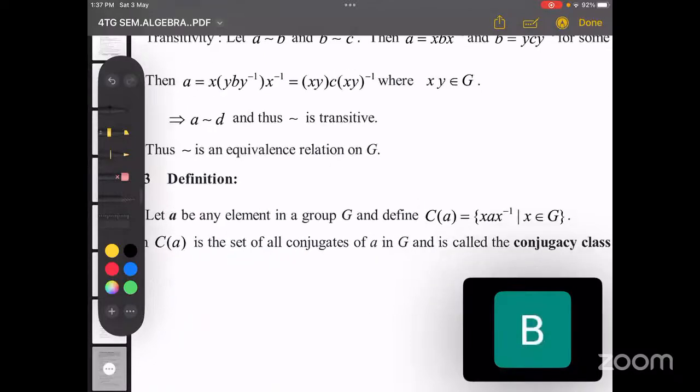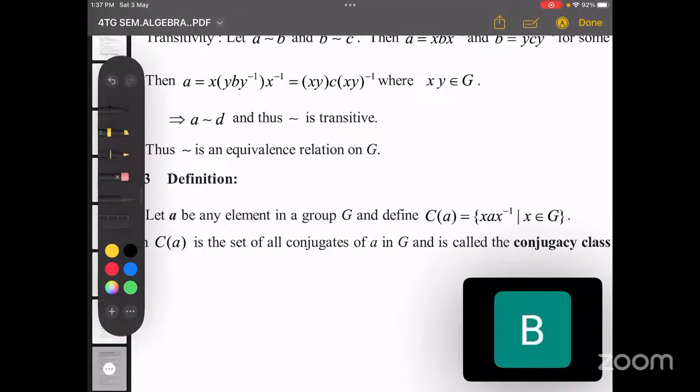Next we have the conjugacy class. This is a very important concept. Let A be any element in G, and define the class of A, C of A. It is equal to X A X inverse. So the conjugacy class is defined as C of A equals X A X inverse such that X belongs to G. Okay, so this is important.